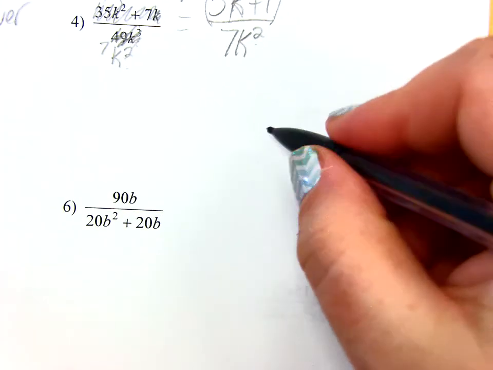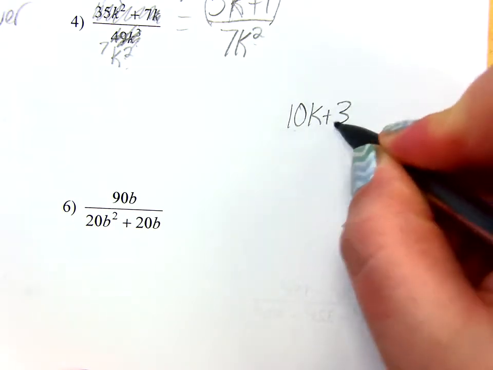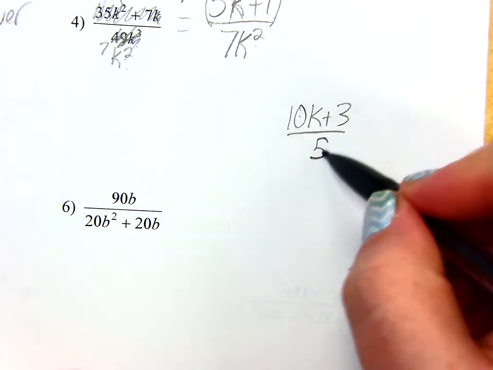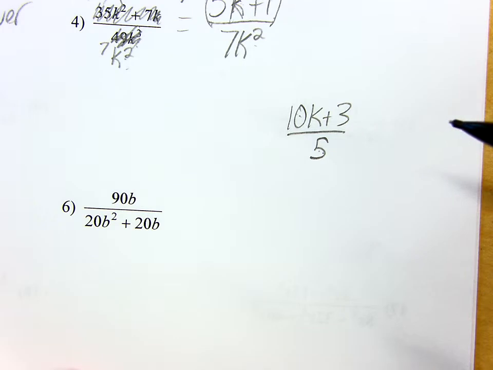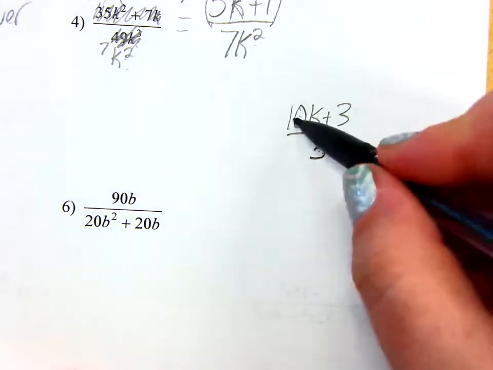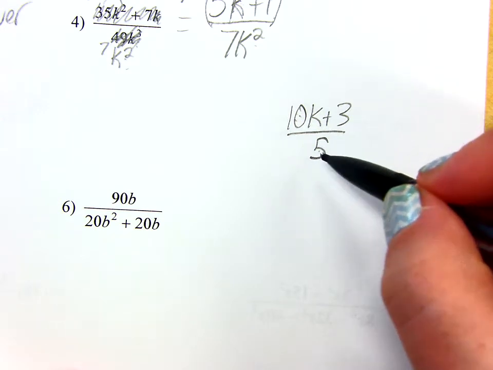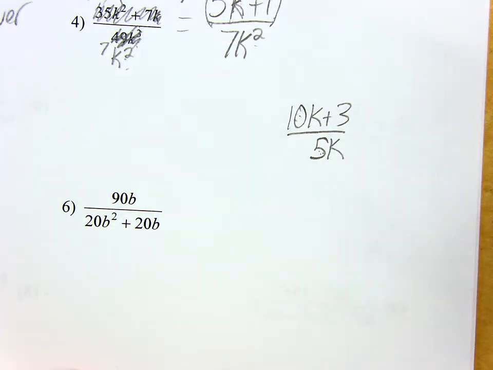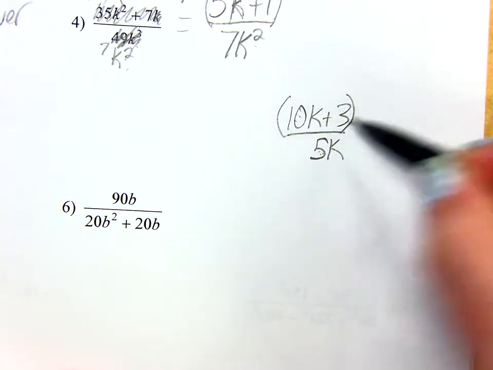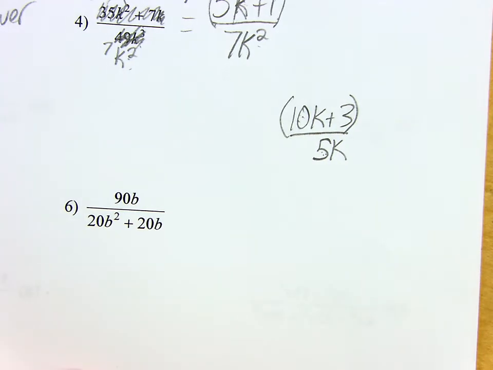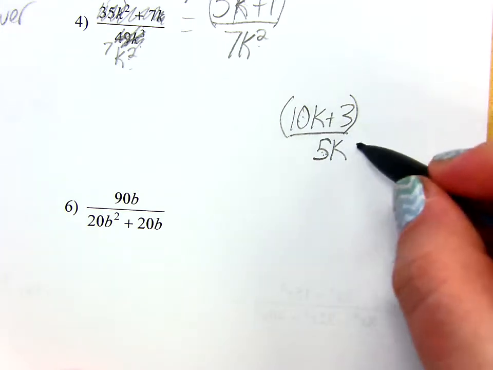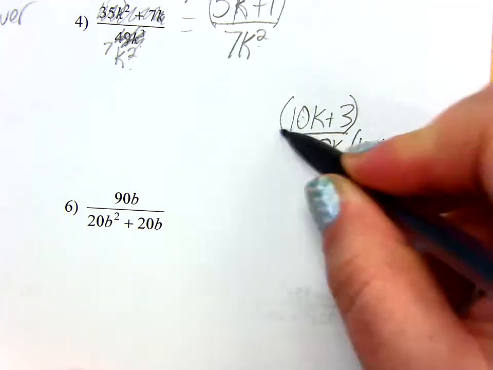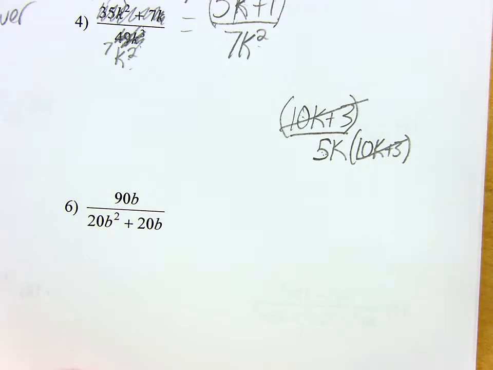So in other words, if I had something like 10k plus 3 over 5, can I cancel the 10 and the 5? No, you cannot cancel that 10 with that 5. It doesn't matter, even if that had a k on it. It is part of a binomial. In fact, guys, listen. If it's helpful to you to always put your binomials in parentheses, do it. And then you know, oh, I can only cancel that out if I have another 10k plus 3 down here. Then I can cancel those entire binomials.